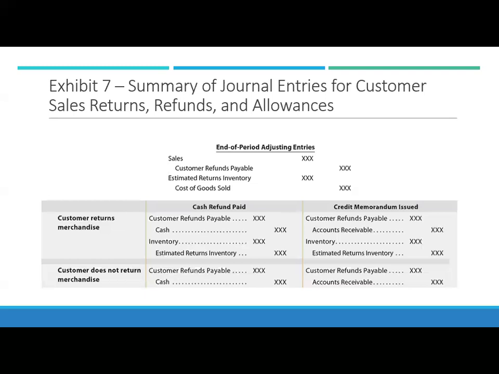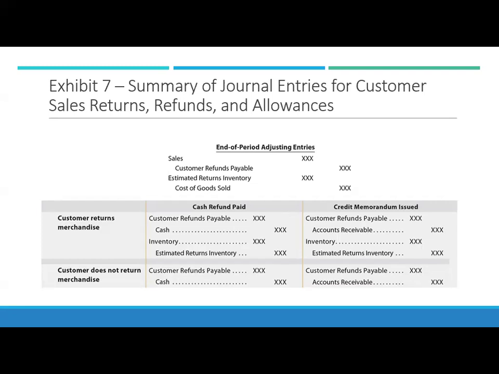So this is a summary of everything that can happen in the refund cycle. We record our estimate for the refunds that are going to occur. So we reduce our sales, reduce our cost of goods sold, create customer refunds payable and estimated returns inventory as accrued balance sheet accounts. Then when the refunds are actually paid, we reduce our liability, we pay it out in either cash or accounts receivable, and then take the inventory from estimated returns inventory back into physical inventory.